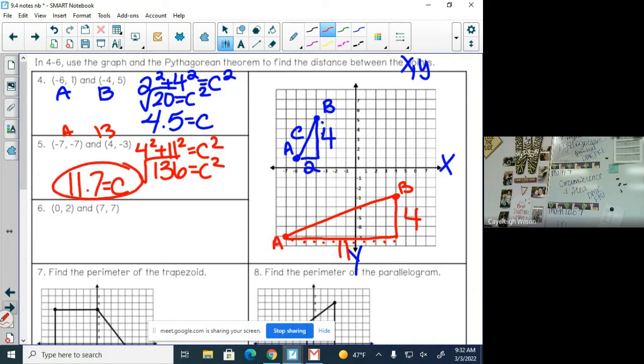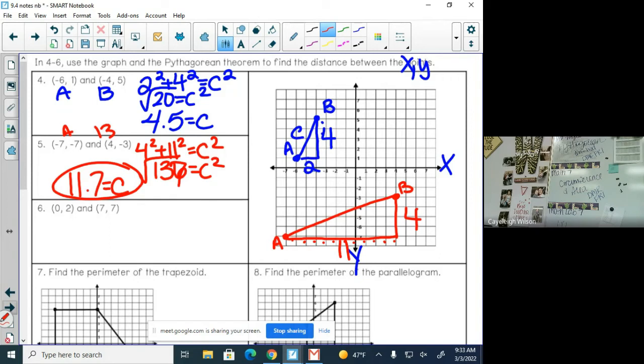Alright, here's the thing though. Let's say that Simi was doing his and he got 10.6. How could you reason with Simi that he did not get the correct answer without giving him your calculator?